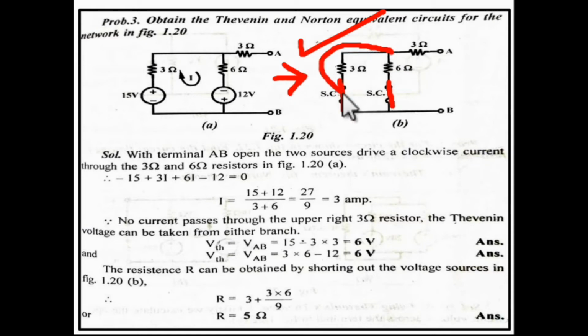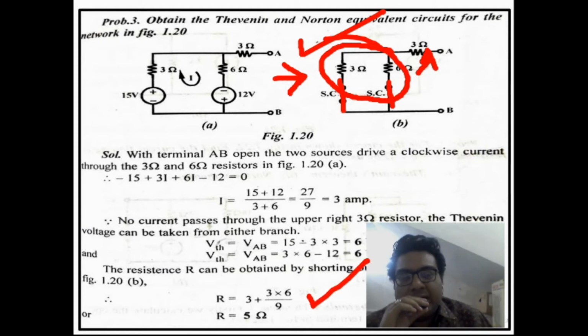Then 3 and 6 will be in parallel, it becomes 2, and will be in series with 3, so it becomes 5 ohm. Okay, so guys, now you already learned the procedure of solving Thevenin's theorem.